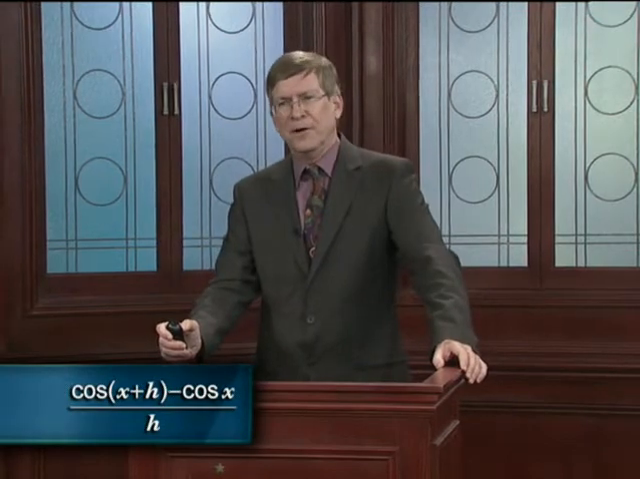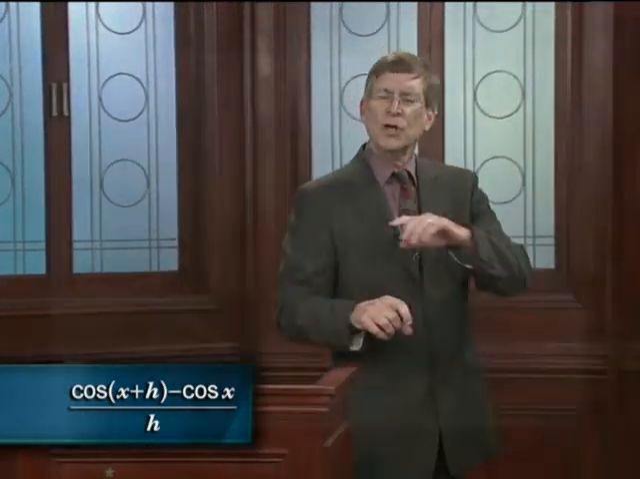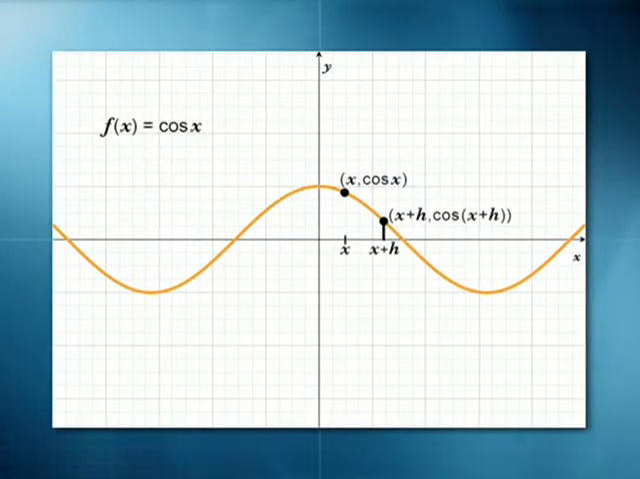Now, where does that come from? Let me motivate that expression. Here's a picture of the cosine function, our old friend cosine x. I've labeled one point on the curve, x comma cosine x. And then I've labeled a nearby point, x plus h. h is a small number, so that point is near x. And then the y-coordinate of that point would be cosine of the quantity x plus h. So I have 2 points on my cosine curve. x comma cosine x is 1 point, and the next point is nearby. Its coordinates are x plus h, cosine of x plus h.